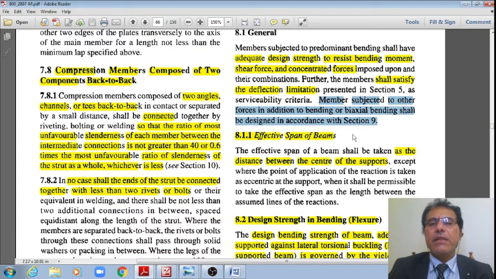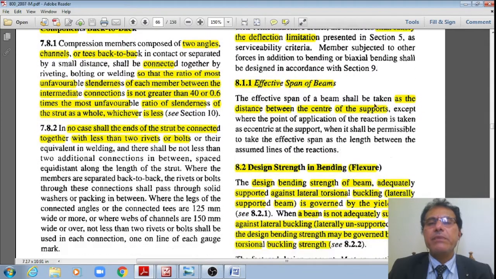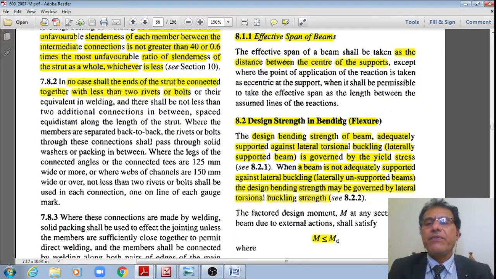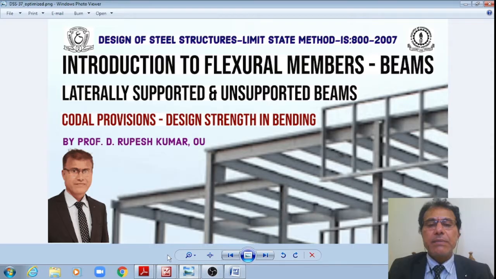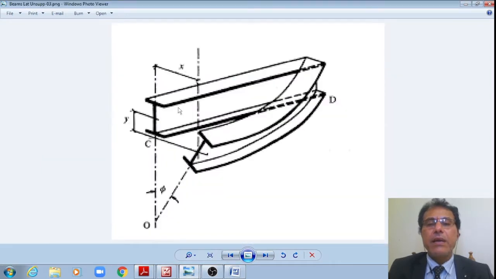Now the next subheading is the effective span of the beams. It shall be generally taken as the distance between the center to center of the supports, right? And the next heading is the design strength in bending or in flexure. The design strength of the beam adequately supported against lateral torsional buckling, laterally supported beams, right? Lateral torsional buckling, as just shown in this schematic, is where the beam is subjected to lateral torsional buckling. Bending is there, as well as the buckling is also there, bending in the lateral direction as well as the torsion is also there.